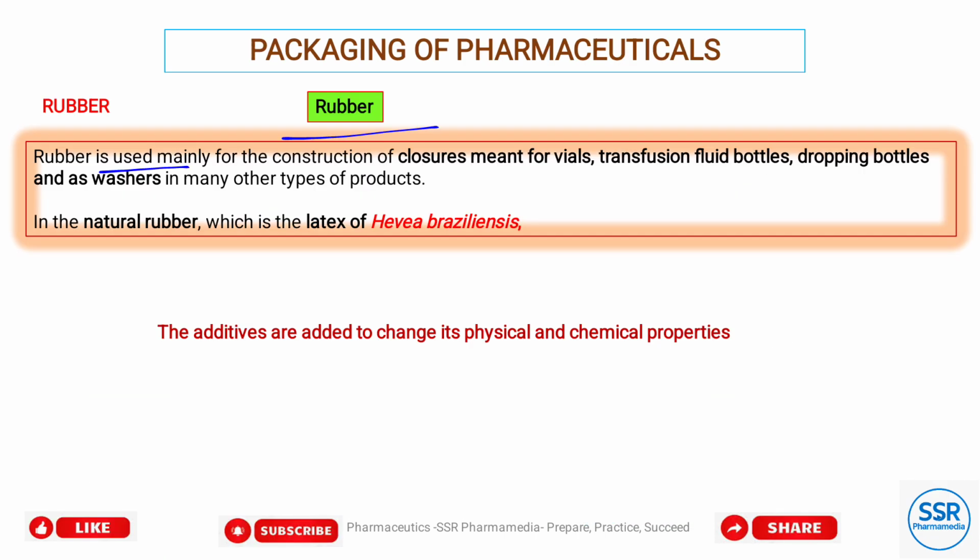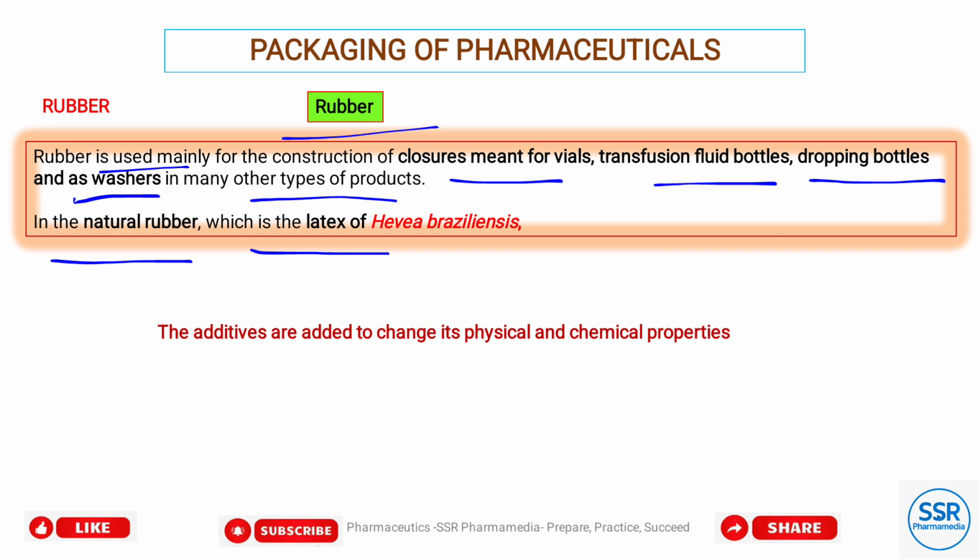Rubber is mainly used for construction of closures meant for vials, transfusion fluid bottles, dropping bottles, and as washers in many other types of products. Natural rubber is the latex of Hevea brasiliensis. Additives are added to change its physical and chemical properties.